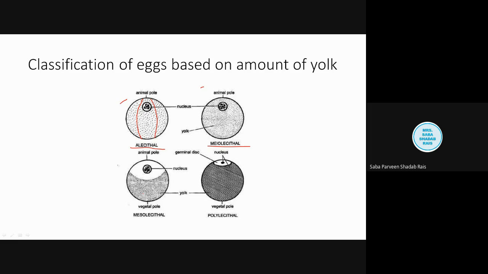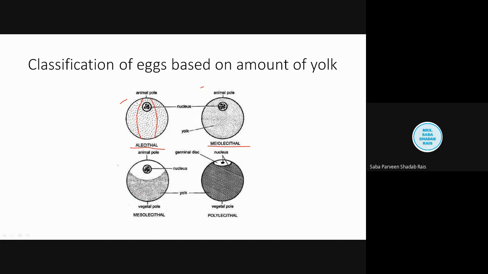So the animal pole will be very light, or you can say less than half the portion. The mesolecithal eggs will undergo a slower type of holoblastic cleavage, particularly in the vegetal region, than the microlecithal egg. Examples are the dipnoi and the amphibians, as well as petromyzons, which are examples of the mesolecithal egg.